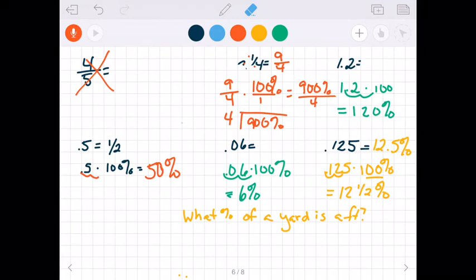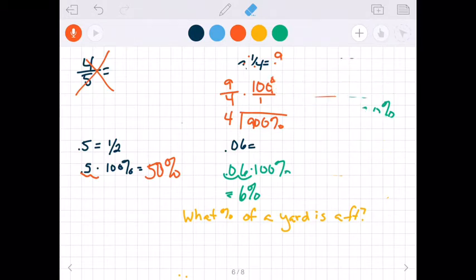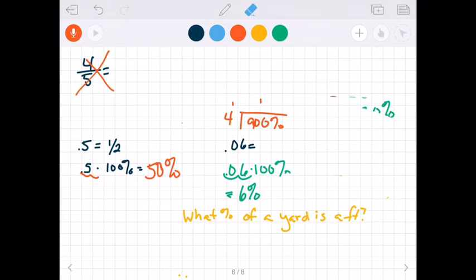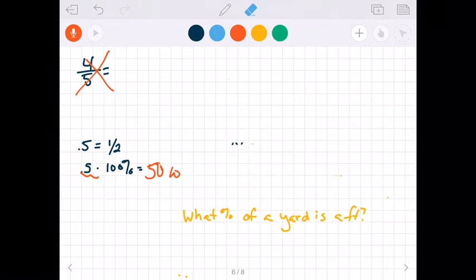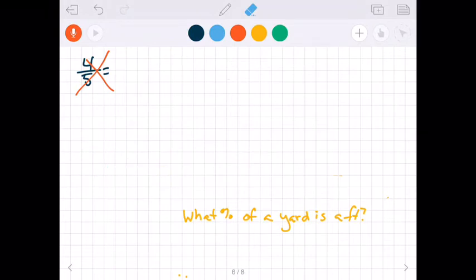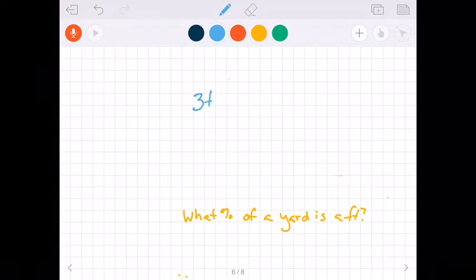All right, your last question says, what percent of a foot is a yard? Well, this is a little bit embarrassing because I made a mistake there. What I should have asked you is, what percent of a yard is a foot? All right, we know that there are 3 feet in 1 yard. So 3 feet equals 1 yard.